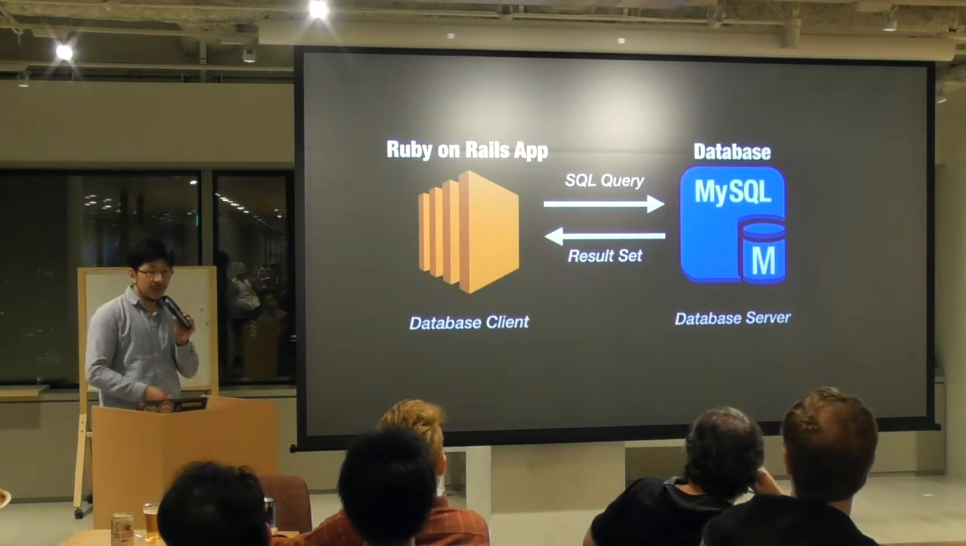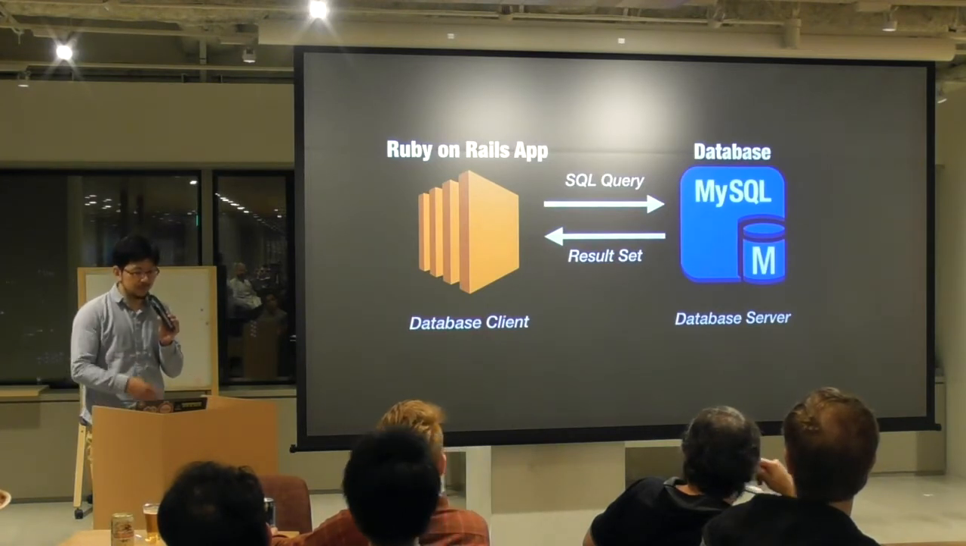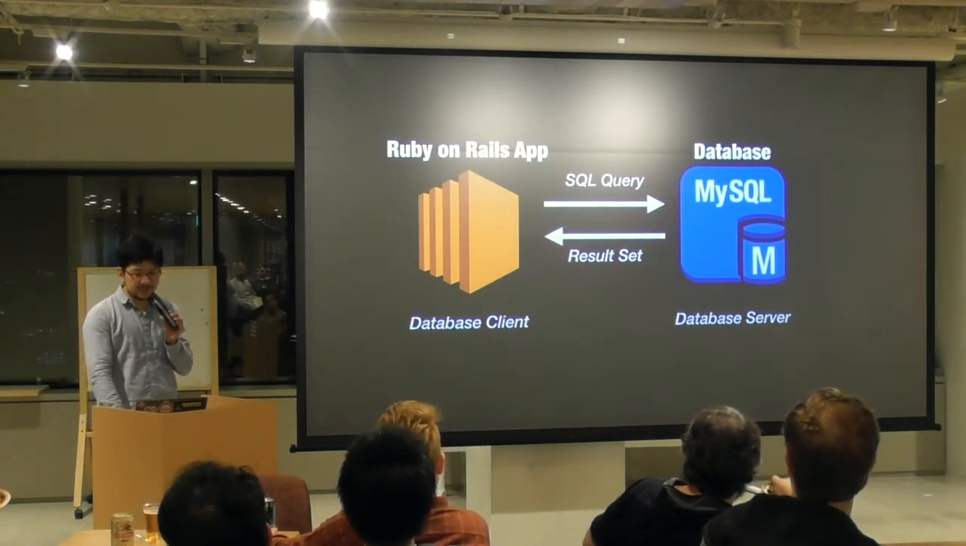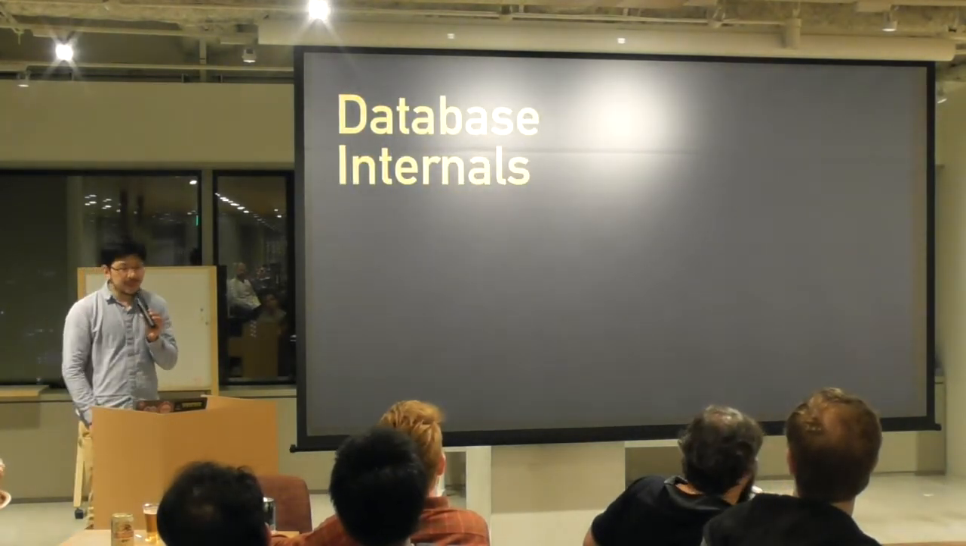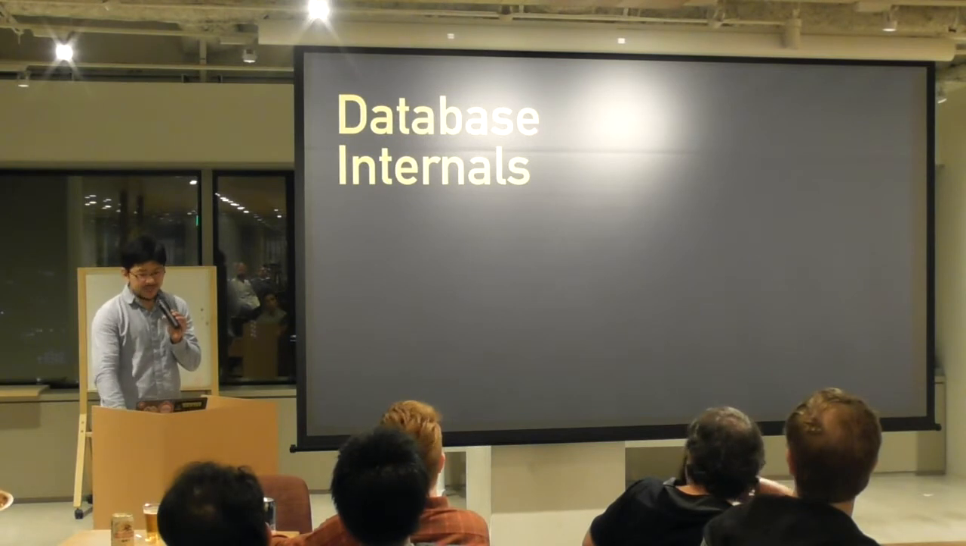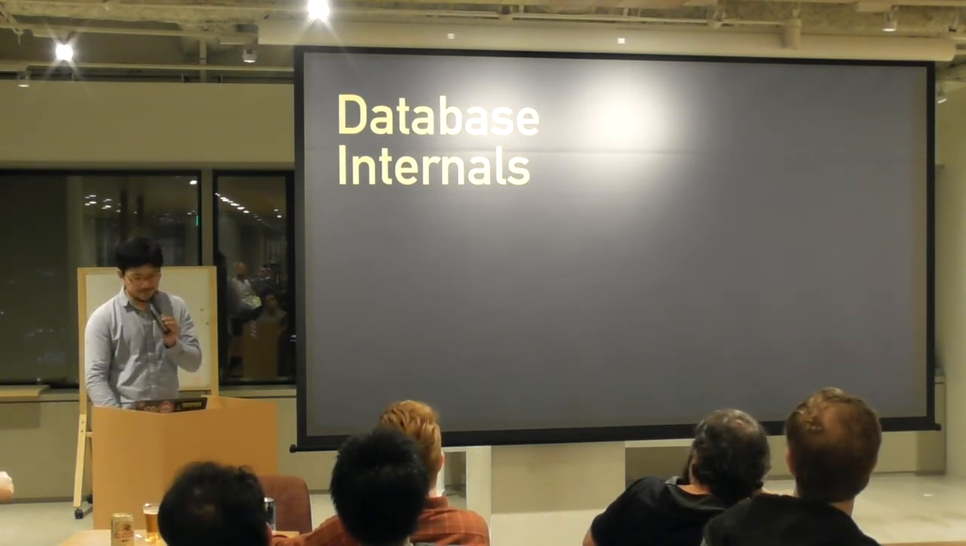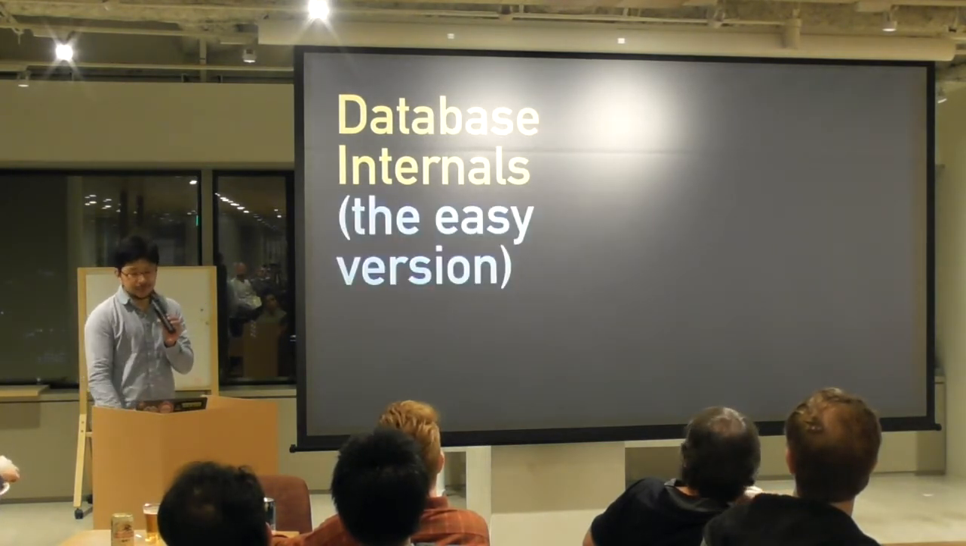So a really simplified image of how these things work. The Rails app queries the database, so we're going to have a look at the database server. Very, very simple database internals. If you know a lot about databases, maybe you can give me some tips later, but this is the easy version.